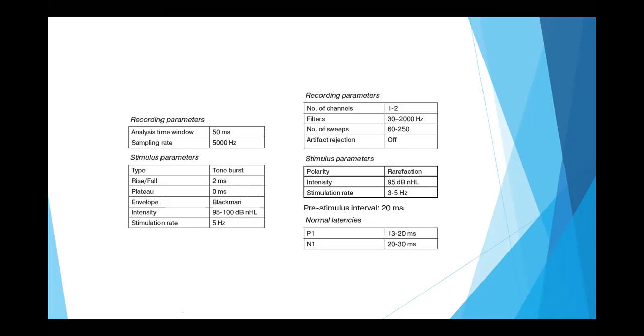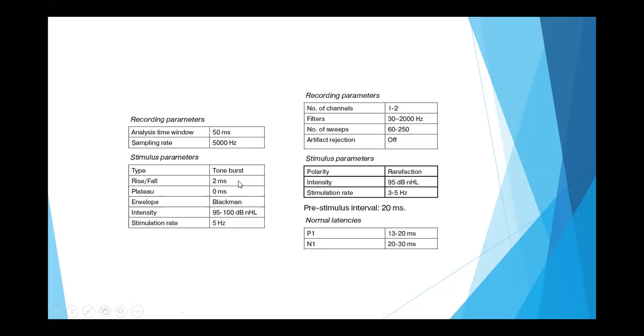Why? Because the peaks you are going to record are P1 and N1. The P1 we are going to get around 13 millisecond, which can be extended to 20, and we are going to get N1, the negative peak, in 20 to 30 millisecond. So it's not going to be above 30, but still we are keeping a buffer of 20. Together we will have a 50 millisecond time window. Then we have the sampling rate, which again we don't have much control over. We don't really change this.